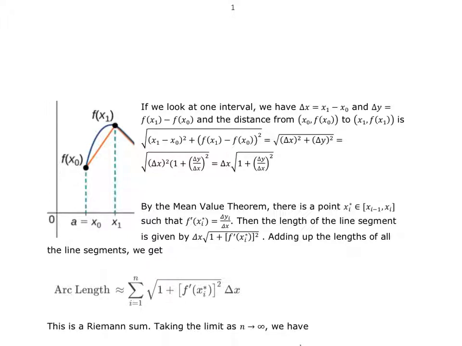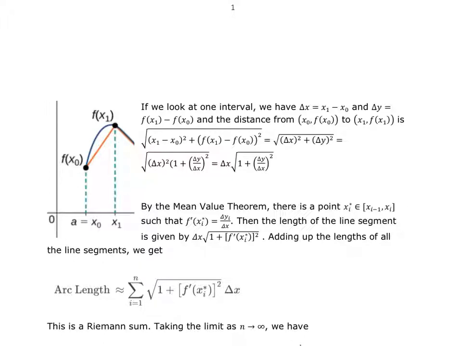And then the distance is just the distance formula, in which I have x1 minus x0 squared plus the difference in my y's squared. So in other words, delta x squared plus delta y squared. And then if I factor out a delta x and take the square root of that, I end up with delta x times the square root of 1 plus the quantity delta y over delta x, squared. But we know that delta y over delta x is just f prime of x.